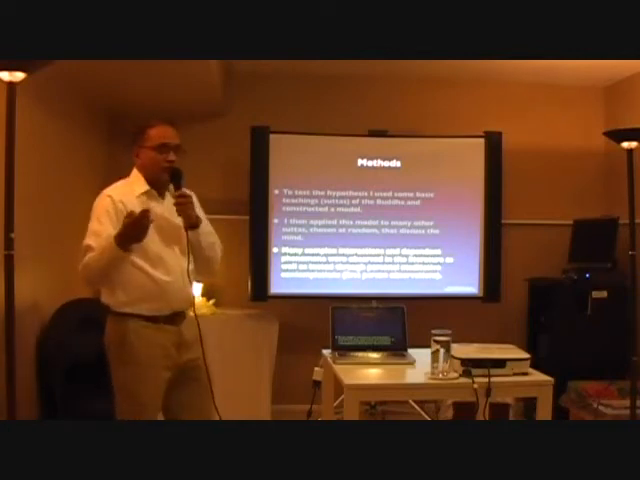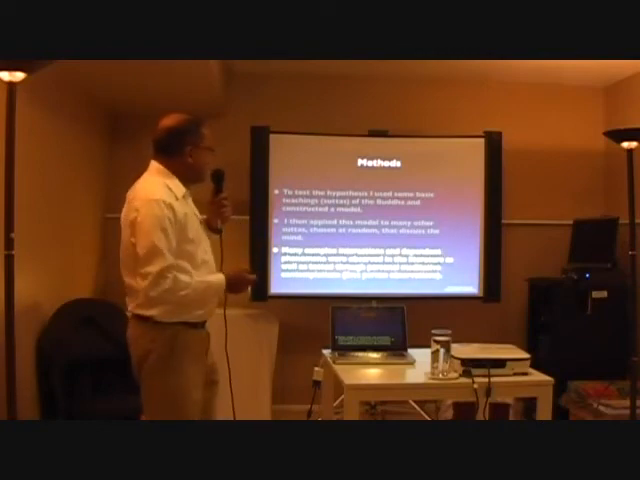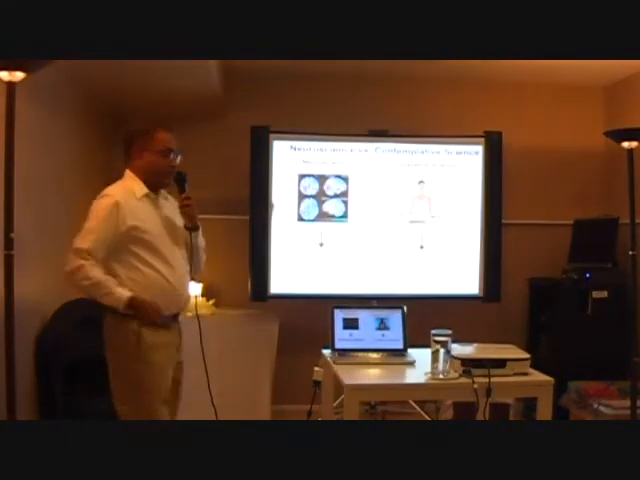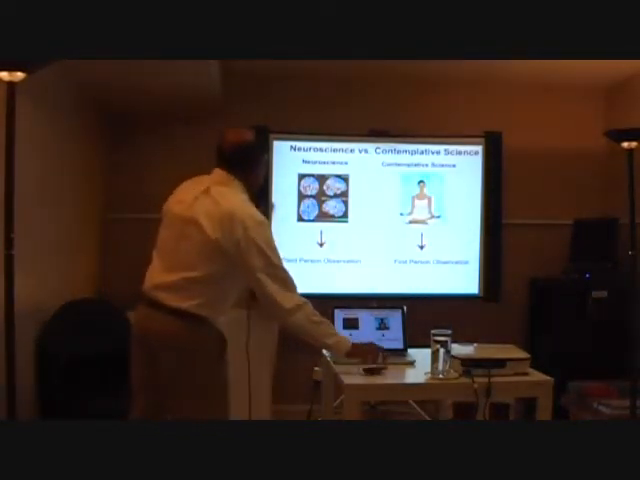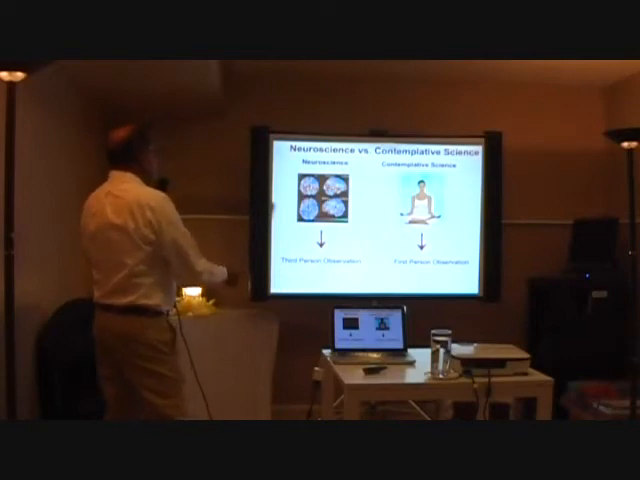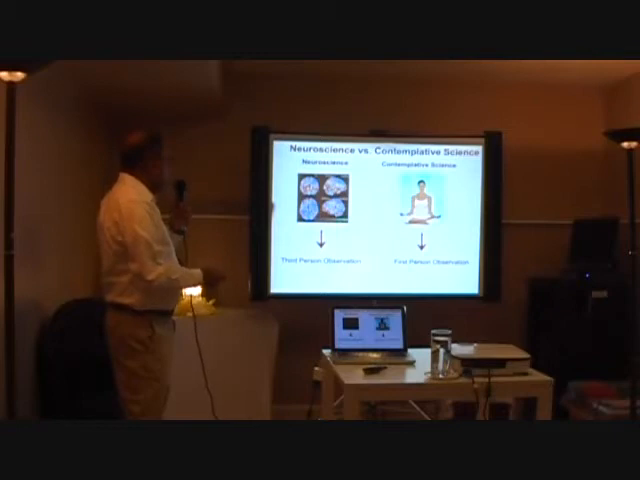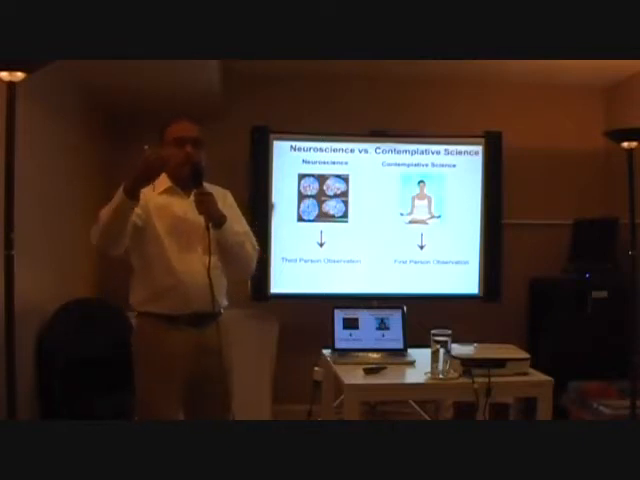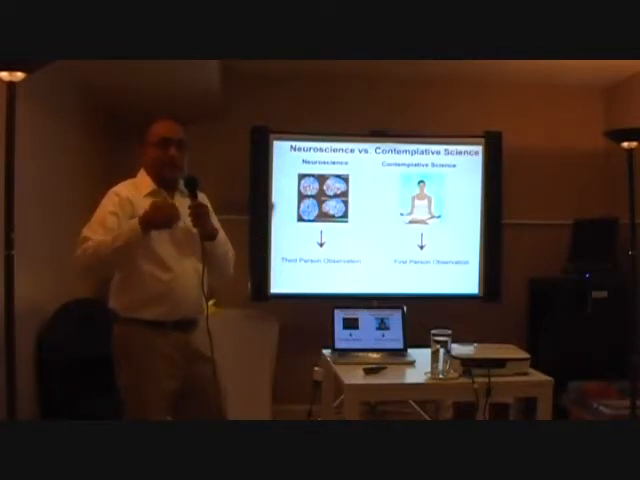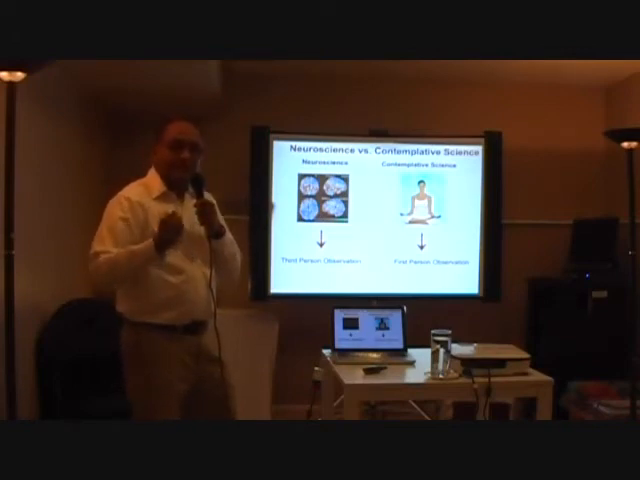Now I just want to tell you about the difference between first-person observations and third-person observations. This is a slide I showed at the medical conference. On the left side is neuroscience. When we present a study of neuroscience or any other science, what we are really presenting is third-person observation. For example, you do an experiment, produce the results, and publish it, and somebody else reads it. So the information they get is third person.